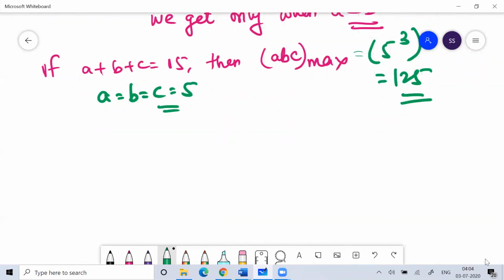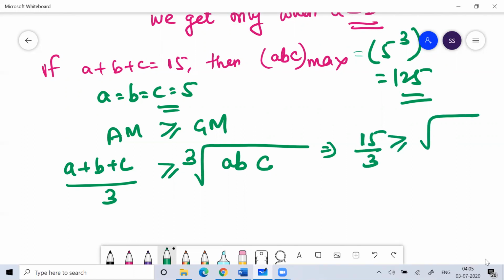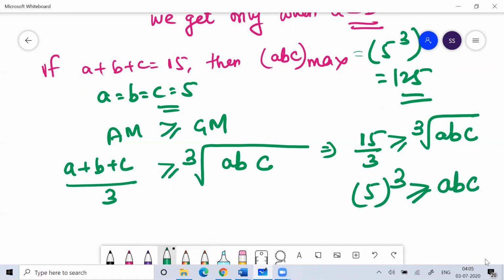The other way of doing this: you know that the arithmetic mean is greater than or equal to the geometric mean. The arithmetic mean of a, b, c is (a plus b plus c) divided by 3, and that is greater than or equal to the geometric mean, the cube root of abc. Since a plus b plus c is 15, 15 by 3 is greater than or equal to the cube root of abc. So 5 cubed, the maximum value of abc would be 125. So you can either do it this way, or use the concept that the arithmetic mean is greater than or equal to the geometric mean.